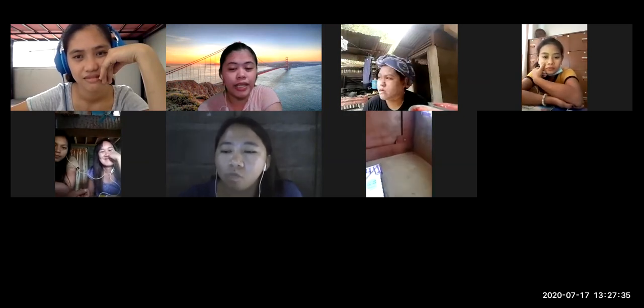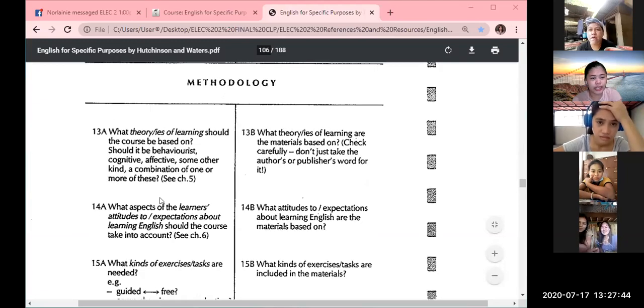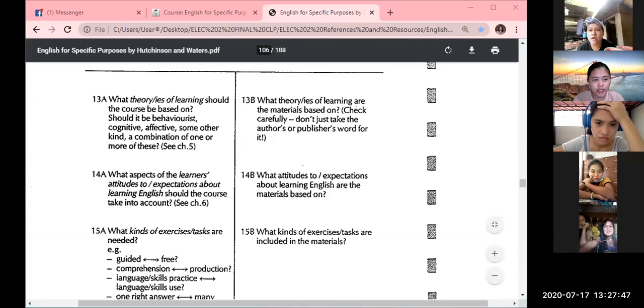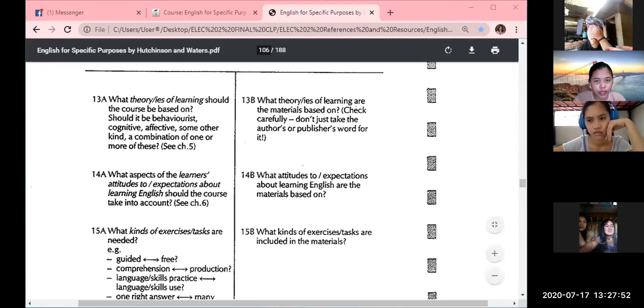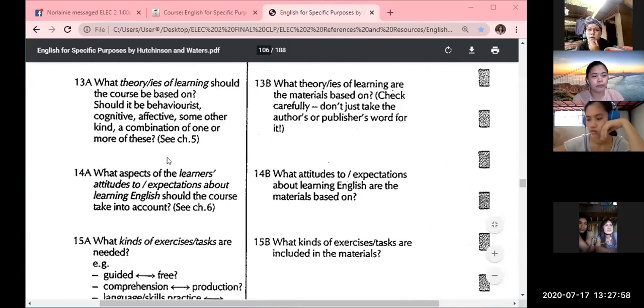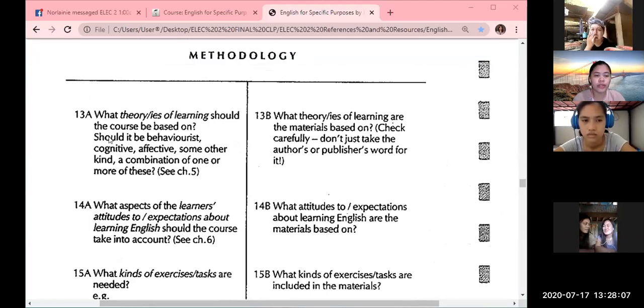Okay, let me share so you can see. Can you see this one? Let's look for number 13 and answer it. 13A is the subjective analysis and 13B is the objective analysis. 13A: what theory or theories of learning should the course be based on? Should it be behaviorist, cognitive, affective?